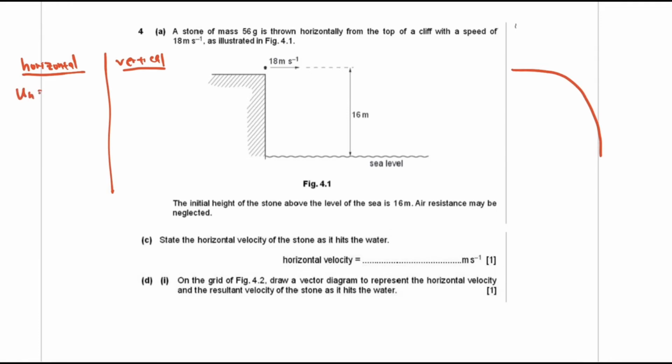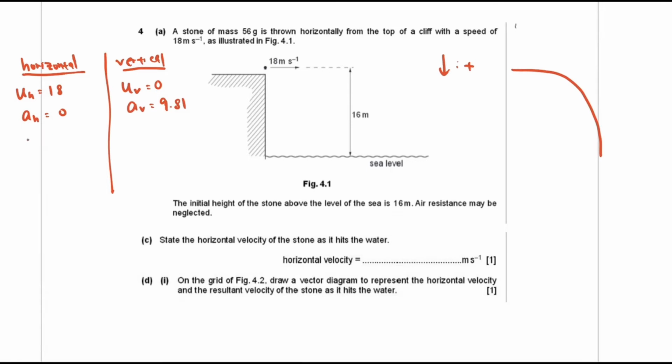The horizontal is 18. The vertical initial speed is actually 0. Compare 18 and 0, because initially it's not going down yet. It's still horizontal, so acceleration is 0. But for this one, acceleration, you can take 9.81 because we can assume down to be positive, as the stone is just going down all the time. So assume down to be positive, hence 9.81.